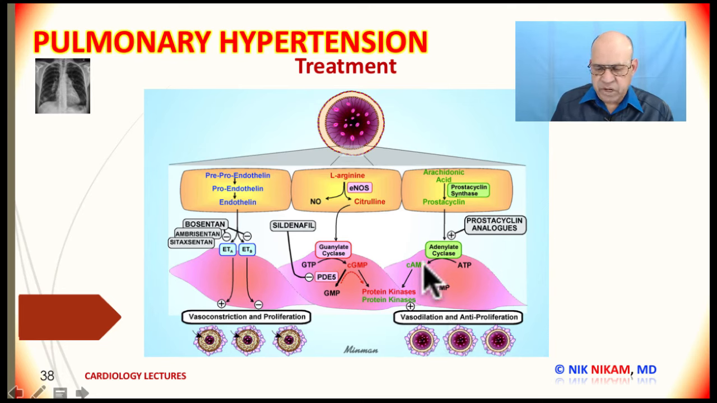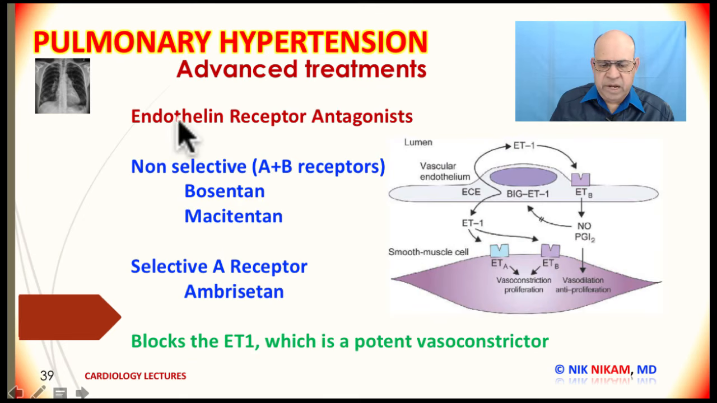The same thing is accomplished by the prostacyclin drugs that enhance the action on the ATP and the cyclic AMP, which increases protein kinases that leads to vasodilatation and anti-proliferation of the smooth muscles of the arterial bed. The endothelin receptor antagonists group include non-selective A and B receptor inhibitors, namely bosentan and macitentan, and a very selective alpha receptor inhibitor, namely ambrisentan.